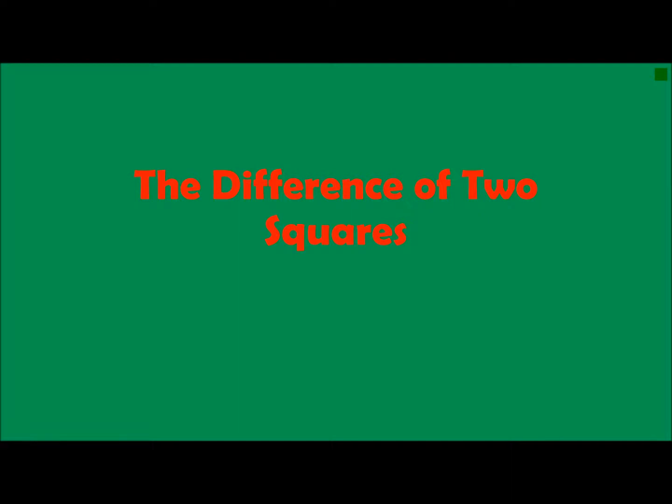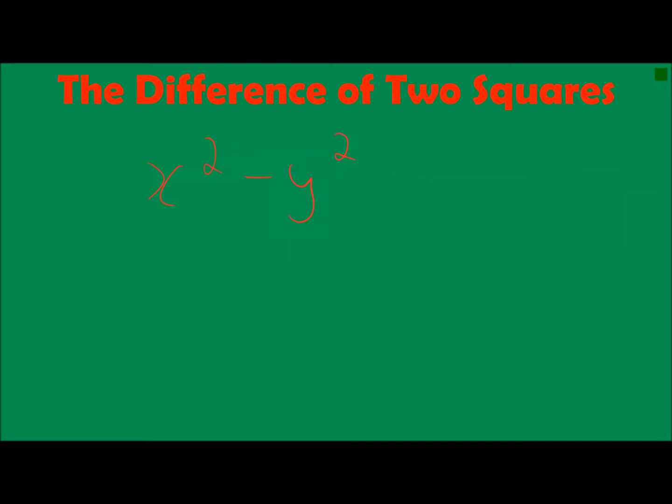Before we start, let's underline some key bits: difference, two, and squares. If you're thinking mathematically, the difference suggests minus. Something squared suggests that it's squared, and two suggests that there's not one, but two of them. So, let's get going. Difference of two squares.